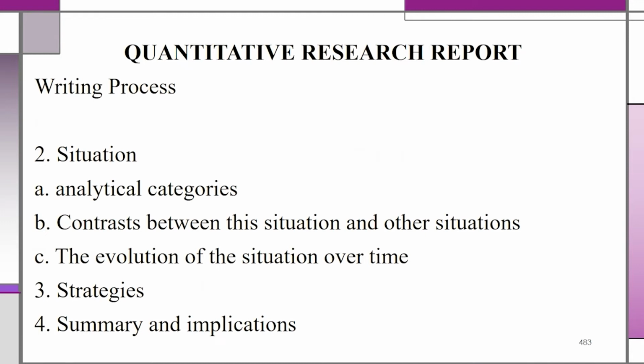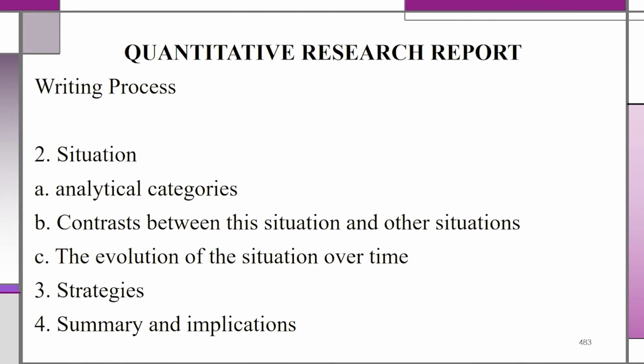Secondly, the situation. In other words, the main things, the unique side of the writing. It also includes some subtitles. Analytical categories is the first thing to do in the situation or the body of the whole writing. Contrasts between the situation and other situations. In other words, a comparison between your situation and the other or previous situations is also another requirement to be mentioned in the body or the situation part of the writing.